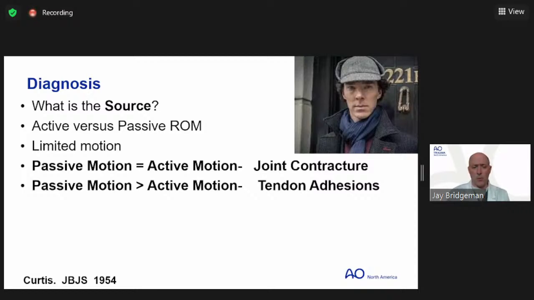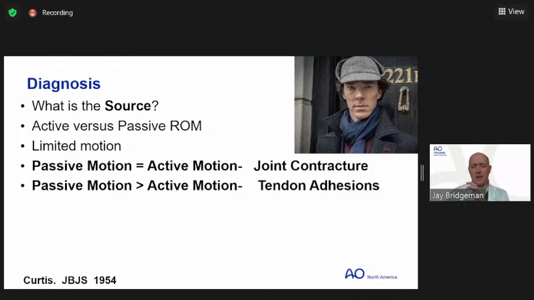Curtis in 1954. And some of the major concepts to consider are comparing, in a stiff finger, their passive motion to their active motion. Now, in a stiff finger with limited motion, if the passive motion is very minimal and the active motion is the same, the diagnosis is very clear that they have joint contracture.